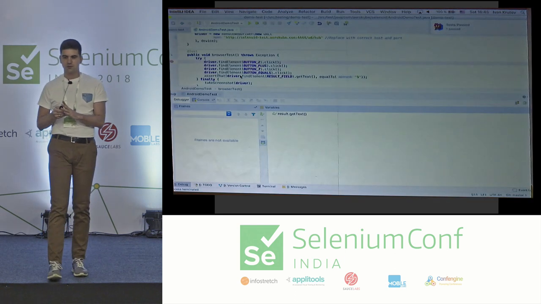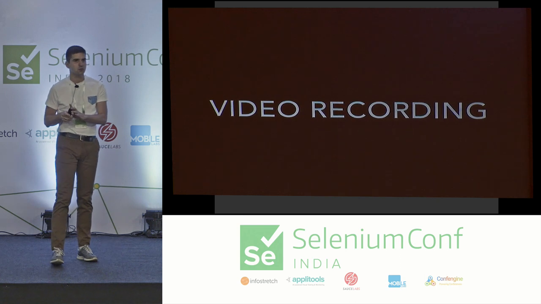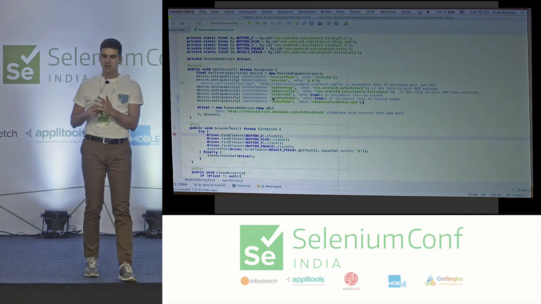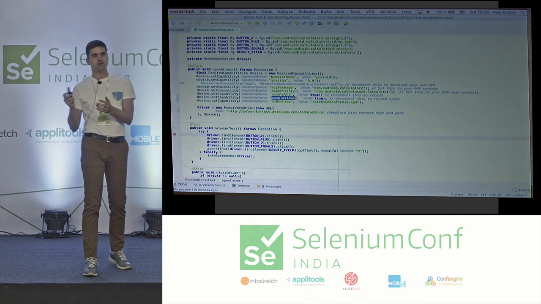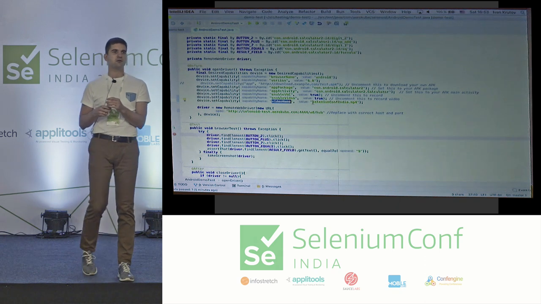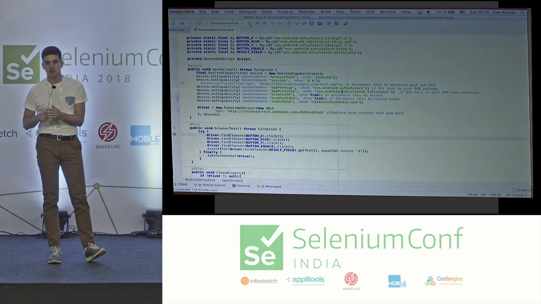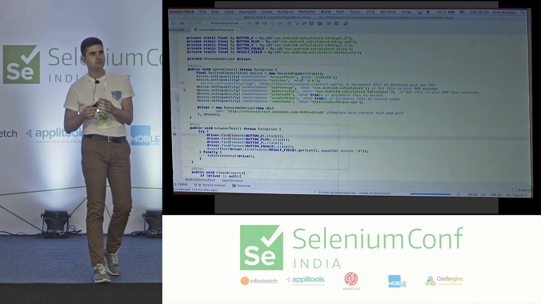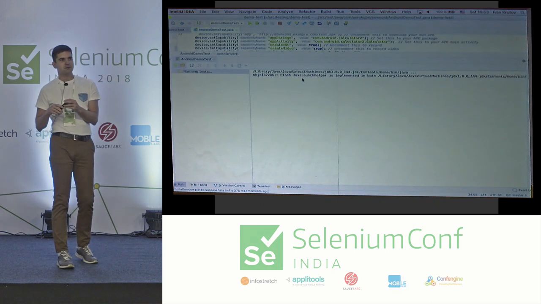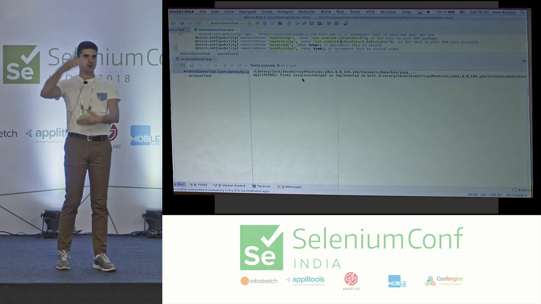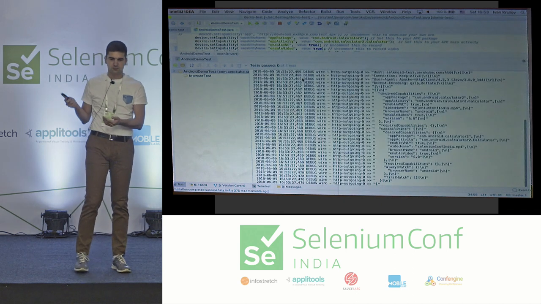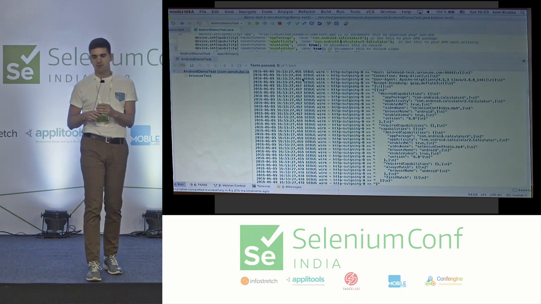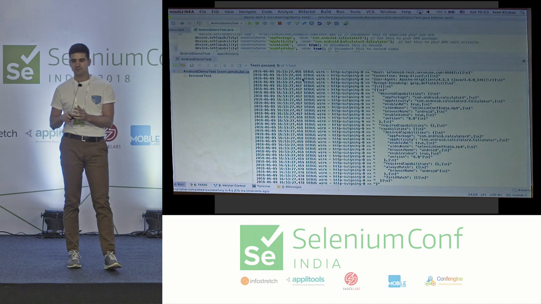And the last thing I would like to show you is the video recording, which is also working out of the box. We add one more capability called enableVideo, and we can optionally specify the desired video name. So for example, here we have seleniumconf.india.mp4. So I rerun the test, and when it finishes, I will be able to see the video of the overall test execution. This can help, for example, for debugging some tricky tests.